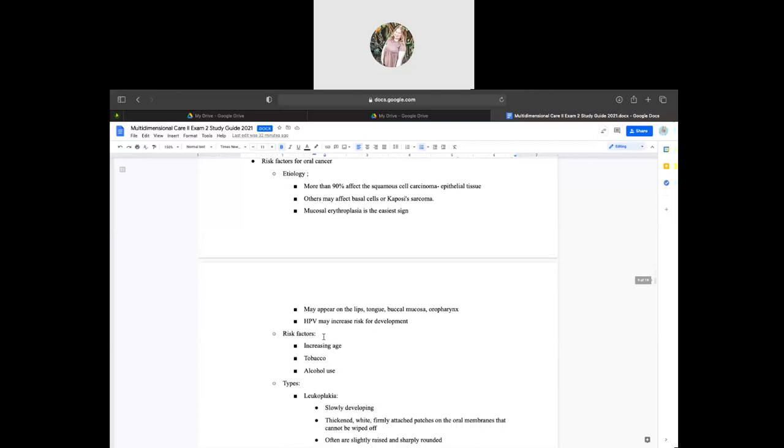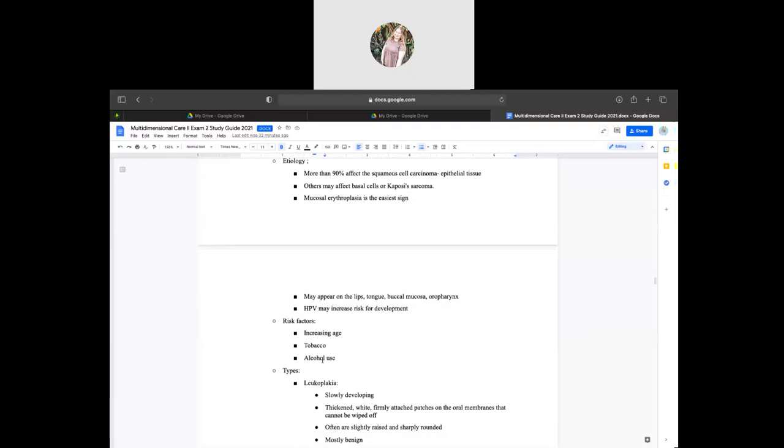Now we go into oral cancer. So oral cancer is going to affect more than 90% of the epithelial tissues, maybe basal cells or Kaposi sarcoma. Usually the easiest sign is you're going to have the erythroplakia in the mouth. It may be on the lips, tongue, buccal mucosa, or the oropharynx. HPV virus may increase risk of development. Of course, increasing age. Smoking and tobacco use and alcohol use places somebody at higher risk for developing it, because these are increasing substances, and age is just something with all cancers.